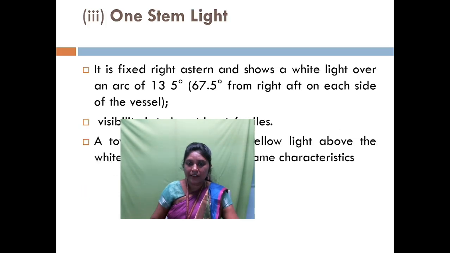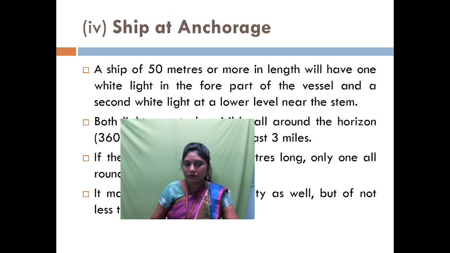One stern light: we already know it should be a white light with an arc of 135 degrees and a coverage of 6 miles. The towing light should be a yellow light, placed above the stern light. Ship at anchorage should cover the 360 degree horizon all over, with a range of 3 miles.